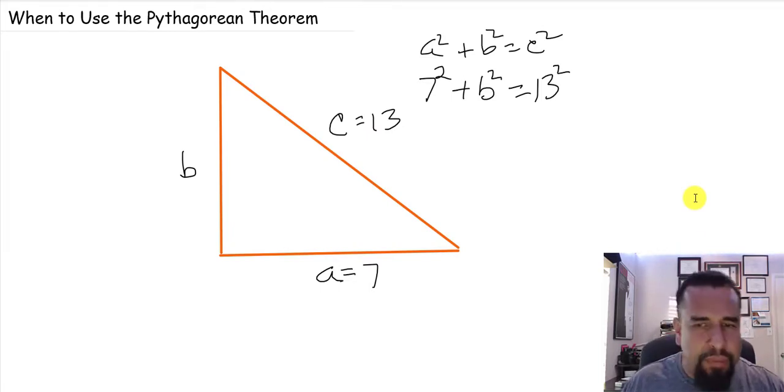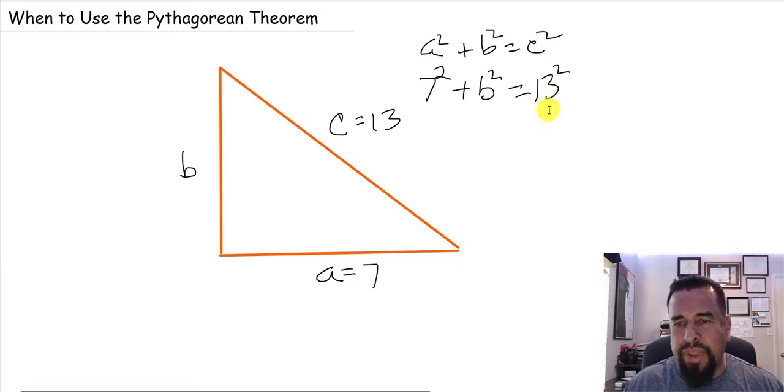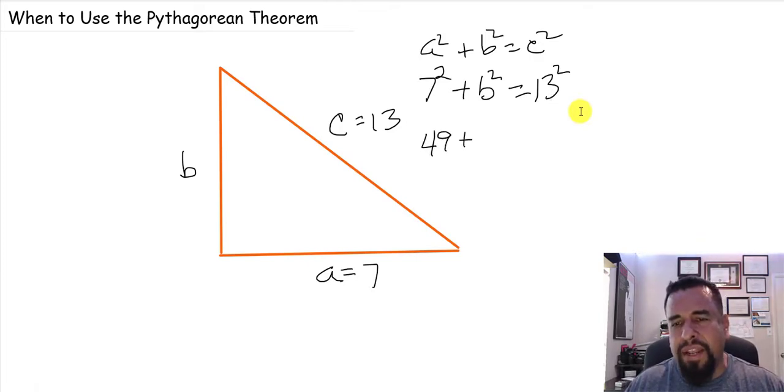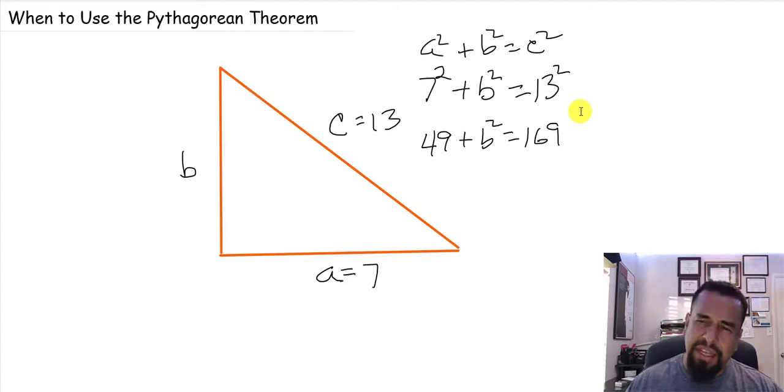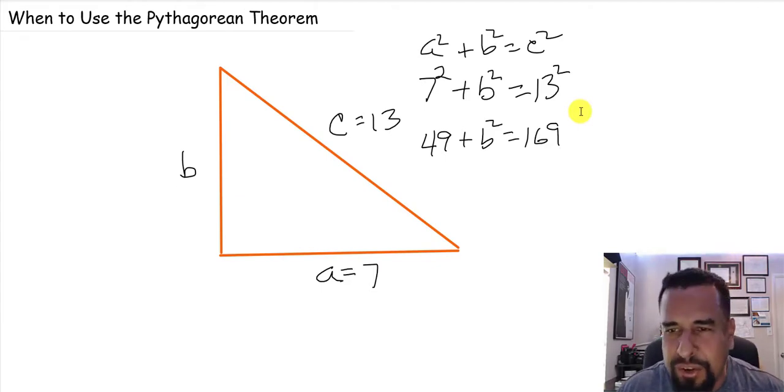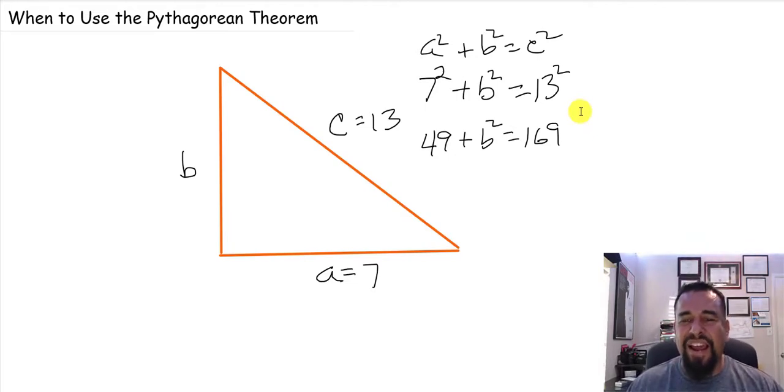Now, same thing, we have a two-step equation, just that we have a value here, and we're missing that. So let's go ahead and take, excuse me, not the square root, but the square of each number. So we have 49 plus b squared equals 169, right? And I believe that's correct. All right, and now we're going to subtract 49 from both sides.